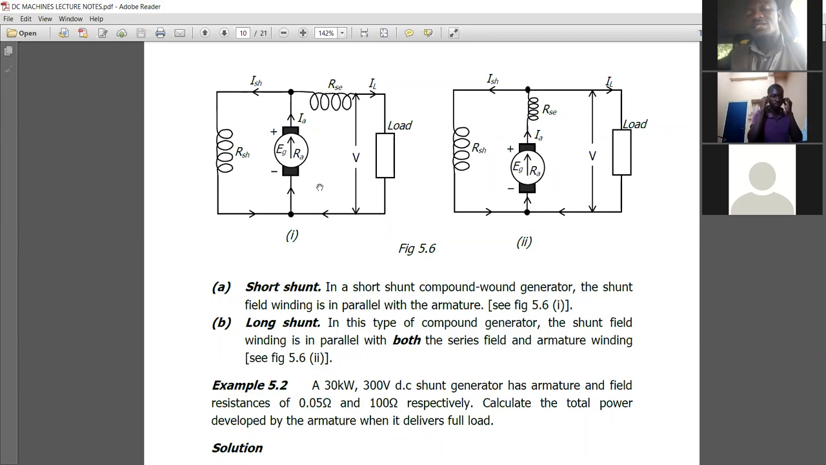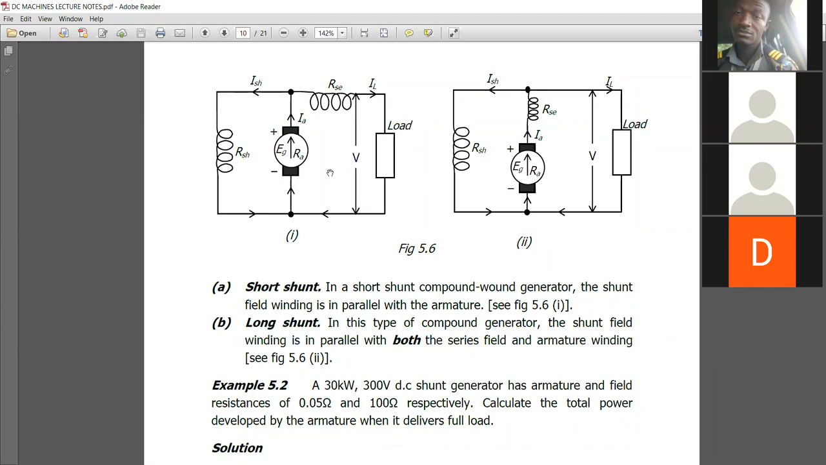So that was the series generator. Then let's also do something else. We shorten the series field to make it a straight conductor. We haven't wound it, we've taken it into just a conductor. What generator are we going to have again? That will be a shunt generator. So basically, a compound generator is the concept of putting shunt and series generator in one unit.